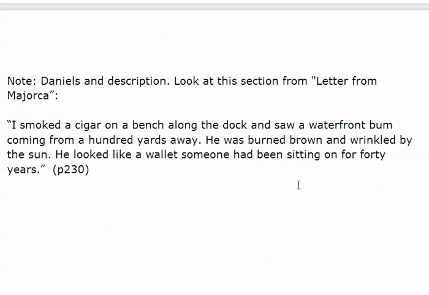"He was burned brown and wrinkled by the sun." Very simple direction, very simple description. Brown and wrinkled. You don't have to be highfalutin here. You just have to use these very simple, descriptive, detailed kind of adjectives. "He looked like a wallet someone had been sitting on for 40 years." So you get the idea of this person who's kind of got a smashed look to him.